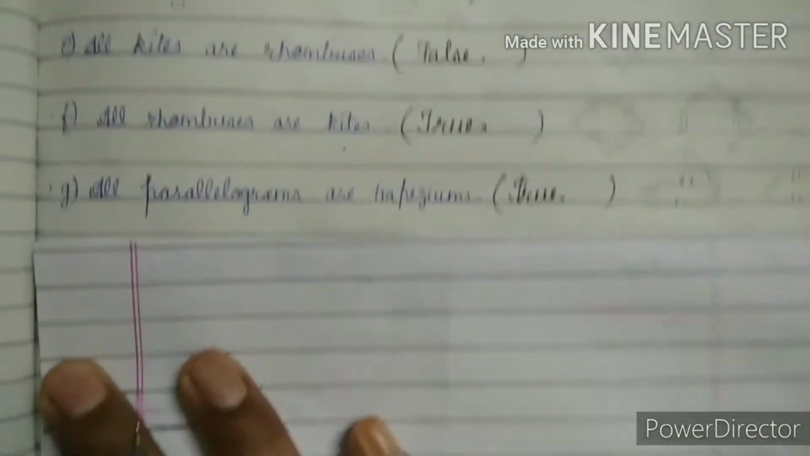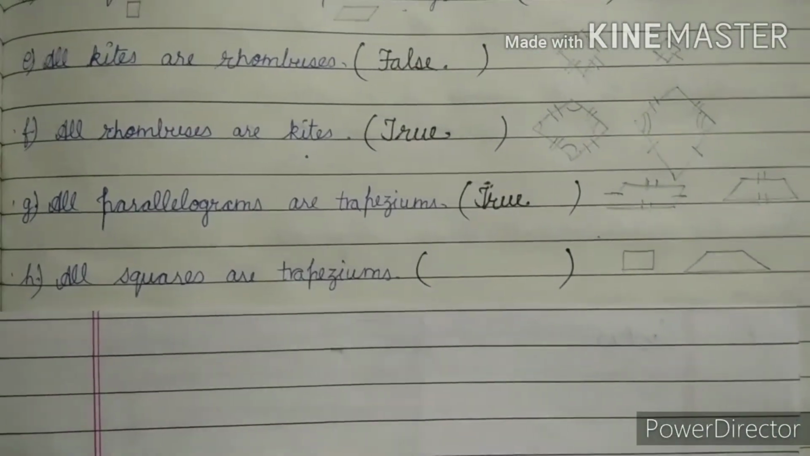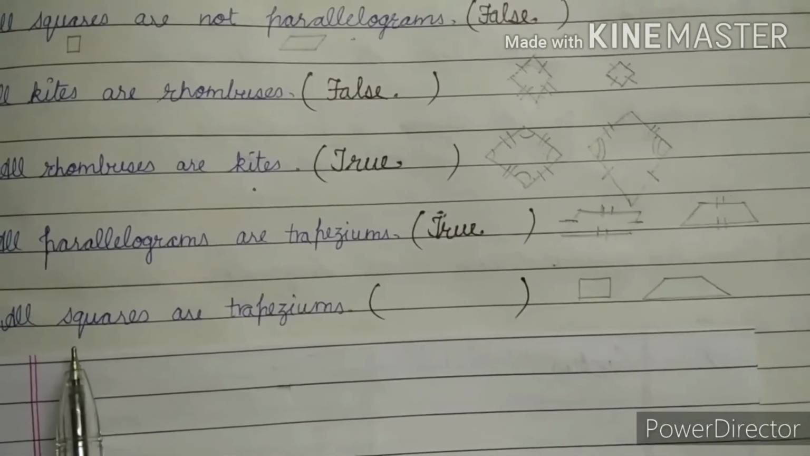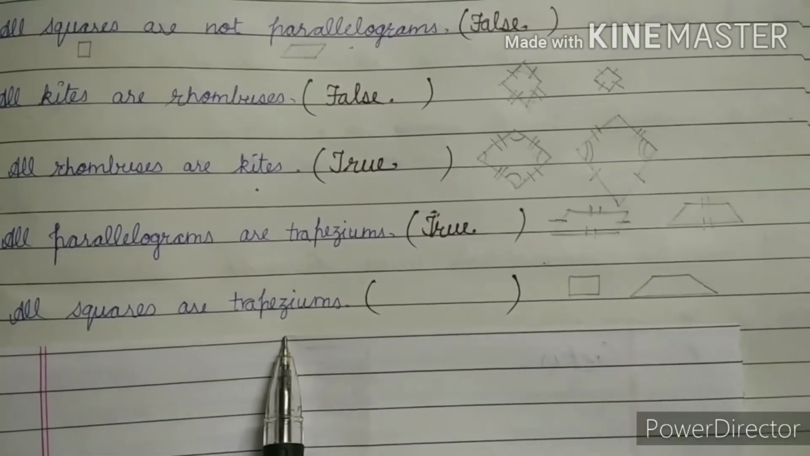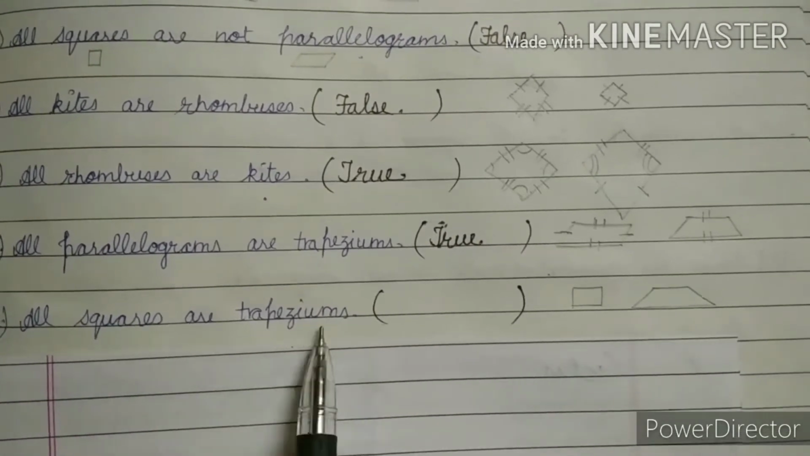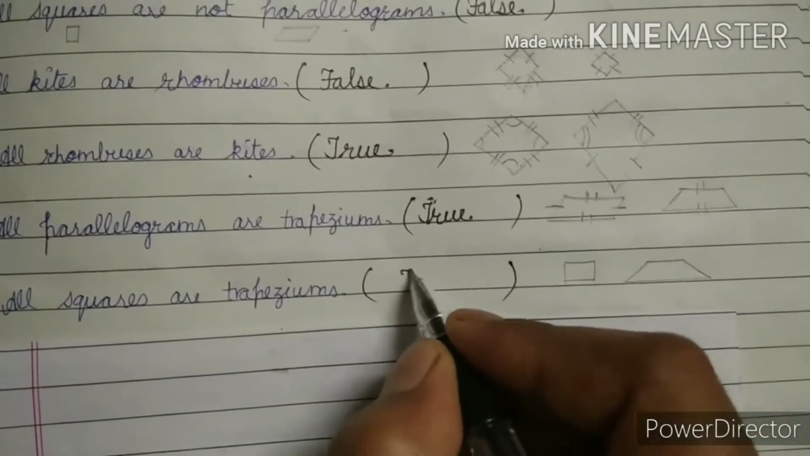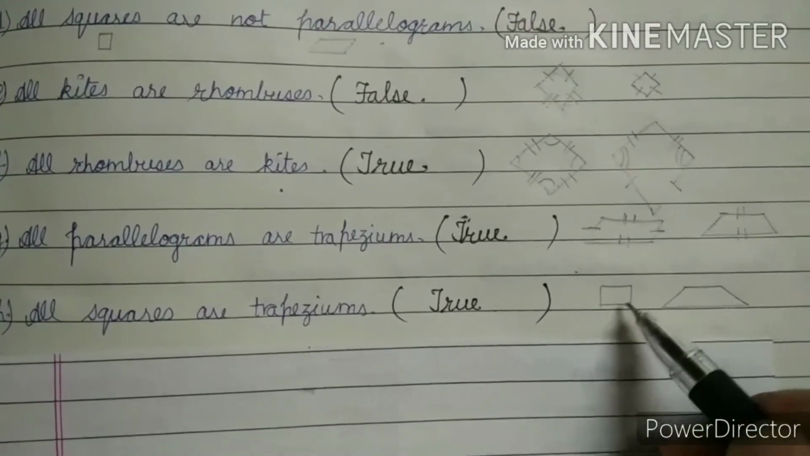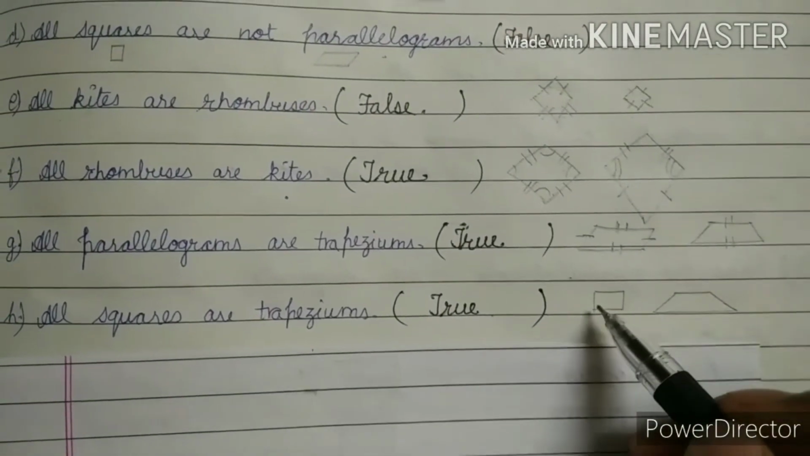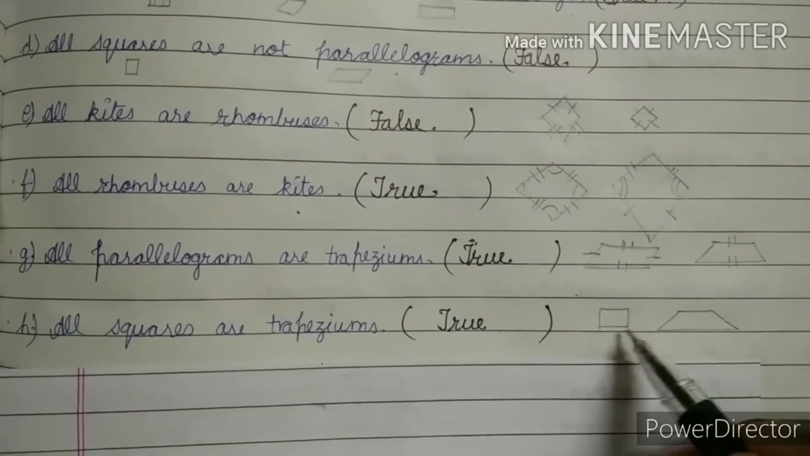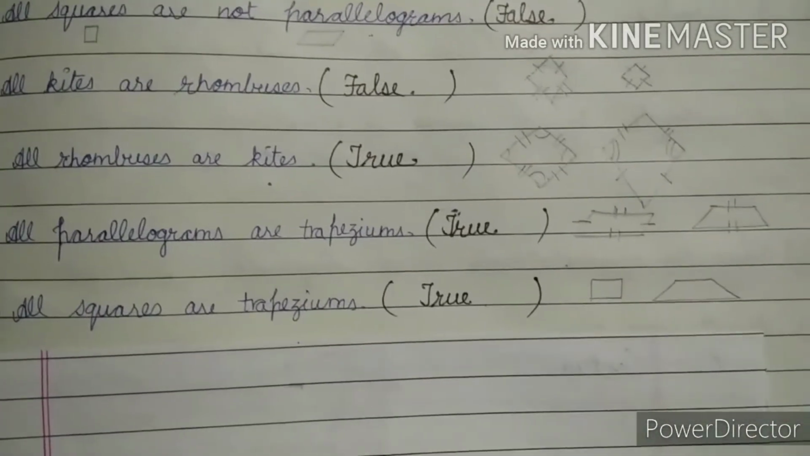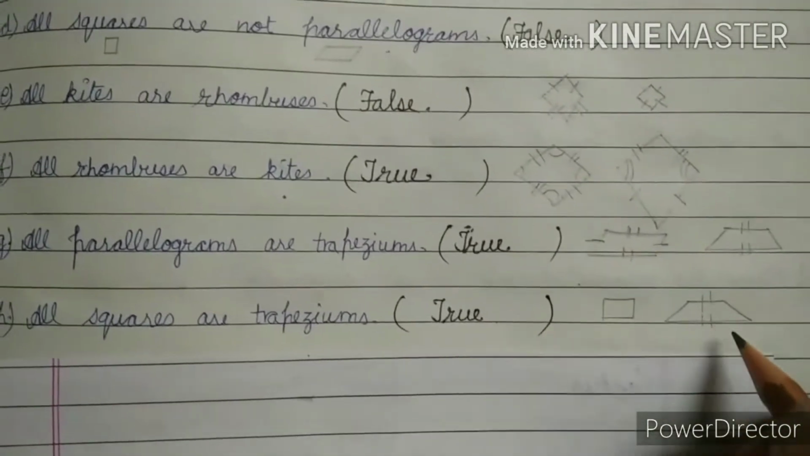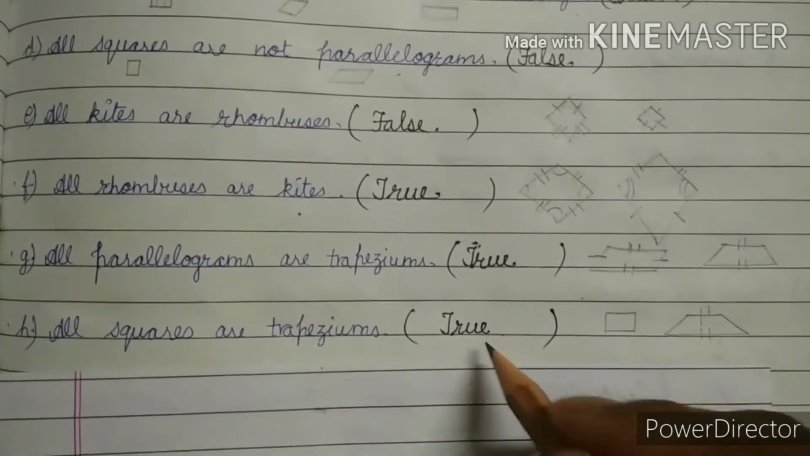Okay. Now the last question says all squares are trapezium. Square is also a parallelogram, and trapezium also has parallel sides. From this property we can say it is true. The square has two pairs of parallel sides, opposite sides are parallel, and in the trapezium also we have one set of parallel sides. That's why we are saying here it's true.